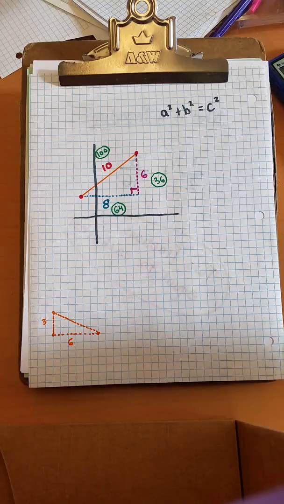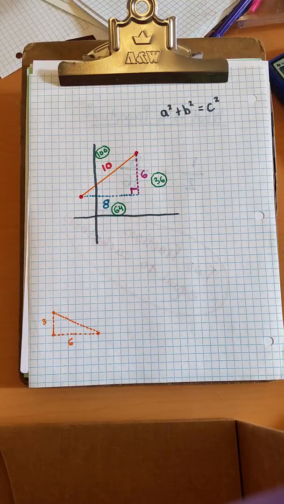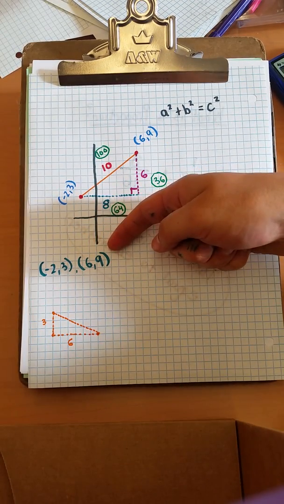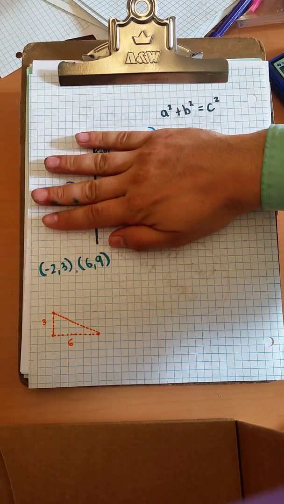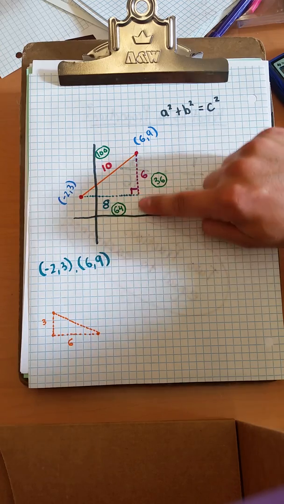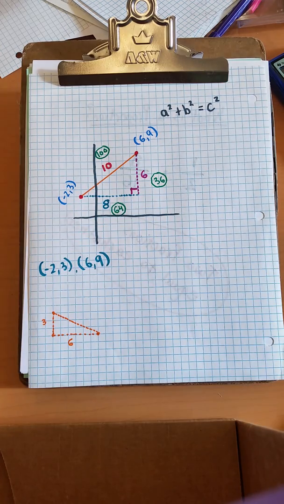Now that we got the basic idea, let's notice a few extra things. The point on the left is negative 2, 3. The point on the right is 6, 9. If we're just given these 2 points with no diagram, and we're asked to find the distance between them, we need to find the rise and the run between them, just like when we were finding slope.